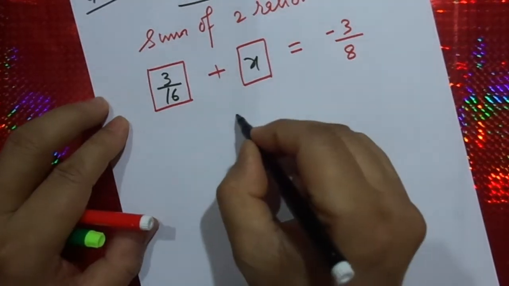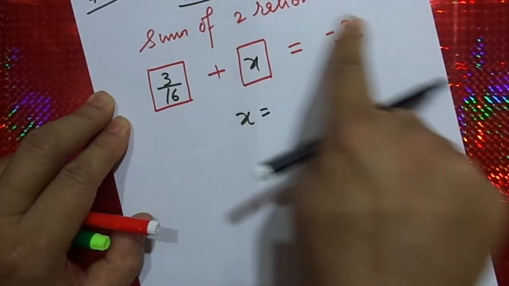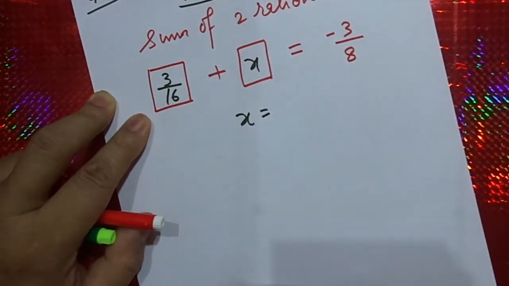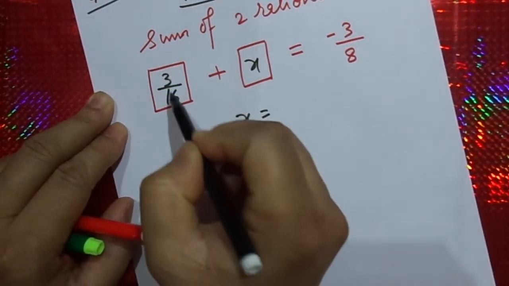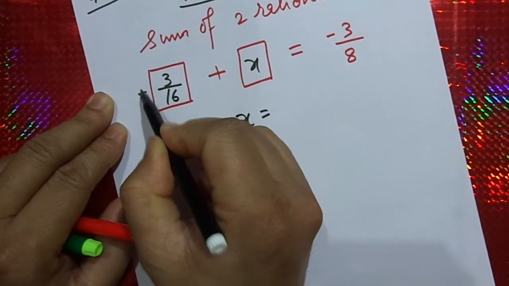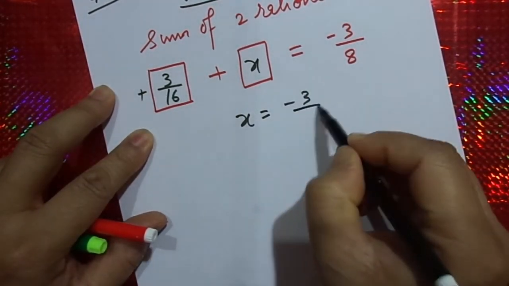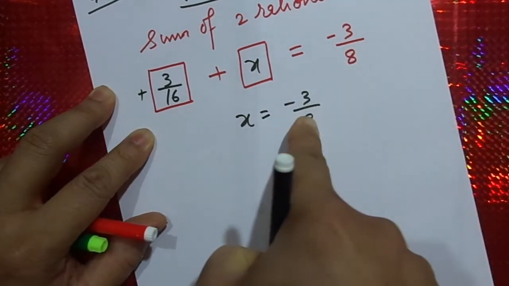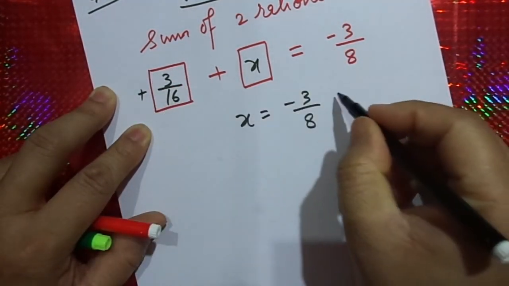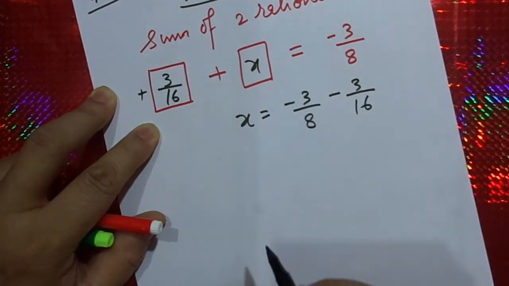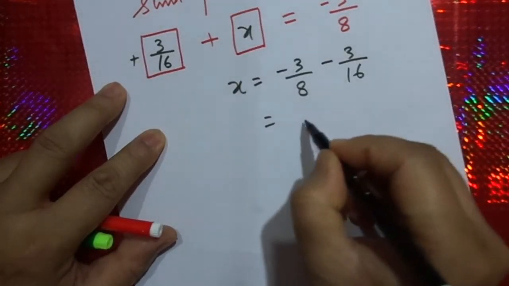Therefore, the value of x, as I said, when we transpose, when we bring from one side to the other, we change the sign. Here 3 by 16 has the plus sign. Therefore x will be equal to minus 3 by 8, which was already over here. This 3 by 16 will go that side and it will be minus 3 by 16 on solving.